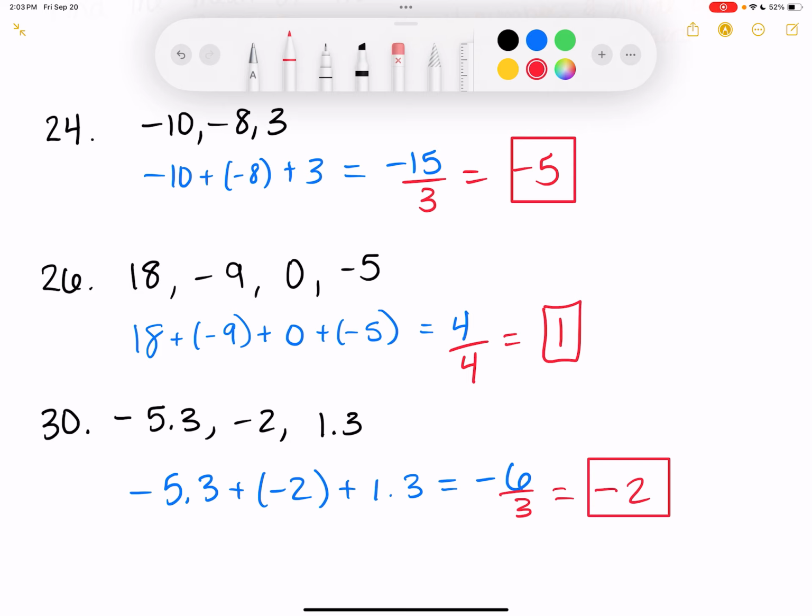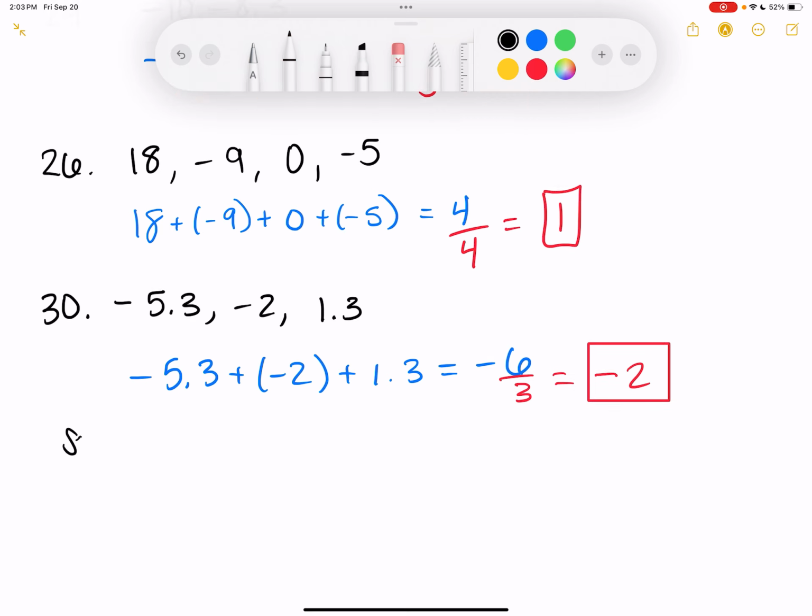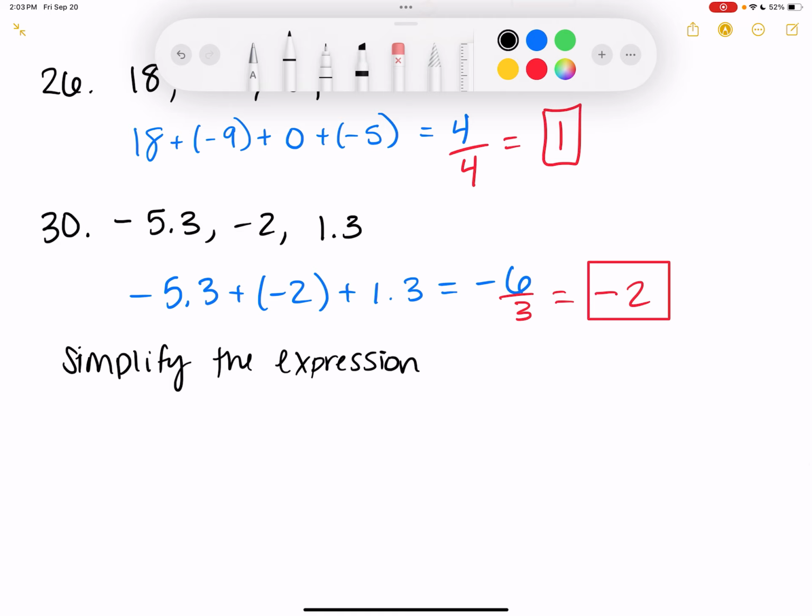All right, the next stuff says to simplify the expression. We're almost done, I promise. This is hurting my head more than algebra. You just said it was easy.